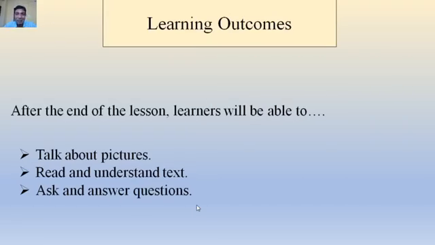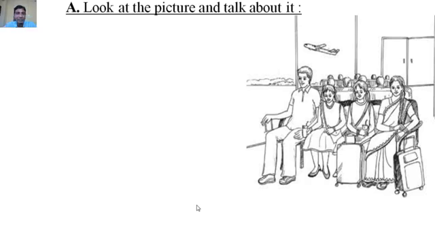These are the learning outcomes of today's lesson. After the end of the lesson, you will be able to talk about pictures, read and understand text, and ask and answer questions. This is the activity A. Look at the picture and talk about it.